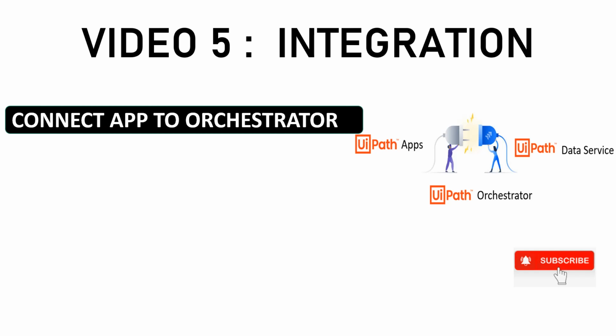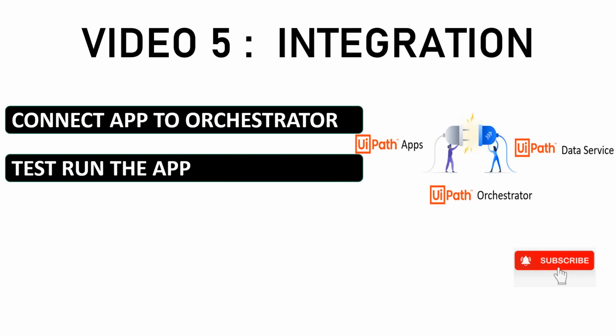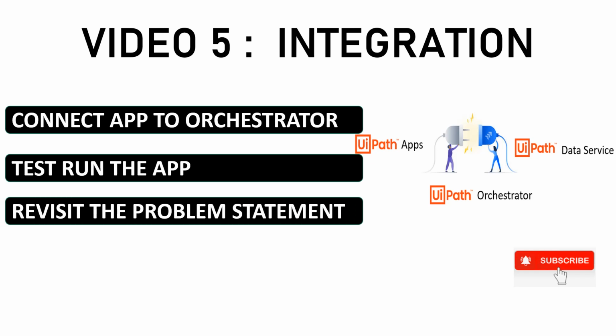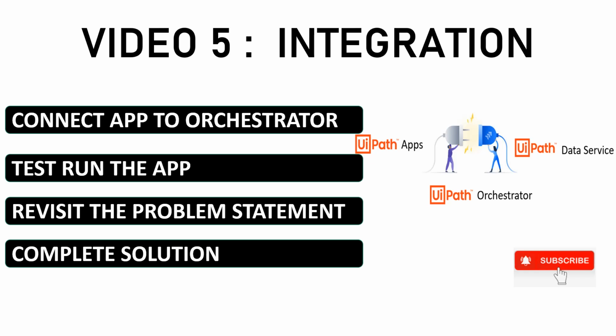In this video we are going to connect the app which we have created in video 4 to the Orchestrator. After that we'll test run the app by providing some sample records. Post that we'll revisit the problem statement, what exactly is the problem that we are trying to address here, and we'll discuss the solution, and the complete solution will be provided in this video. So let's get started.